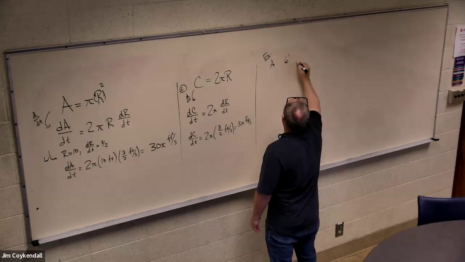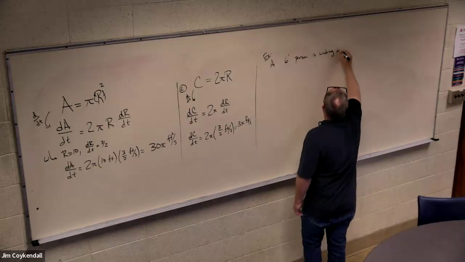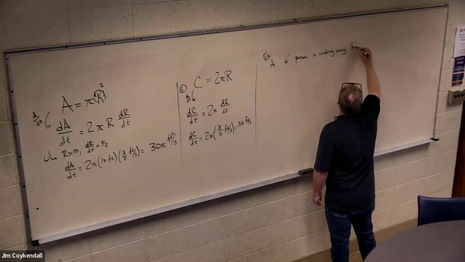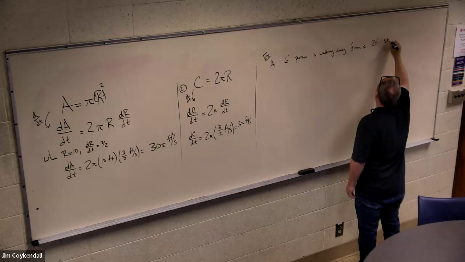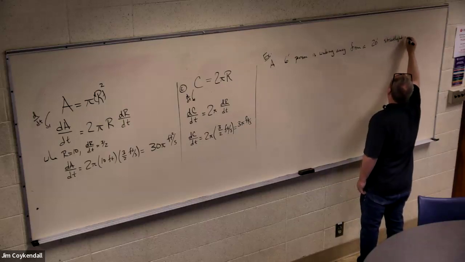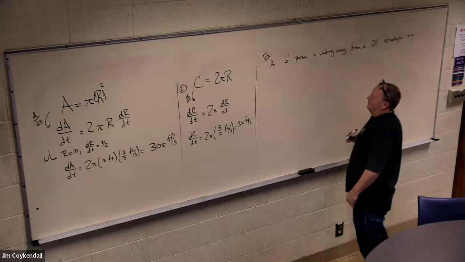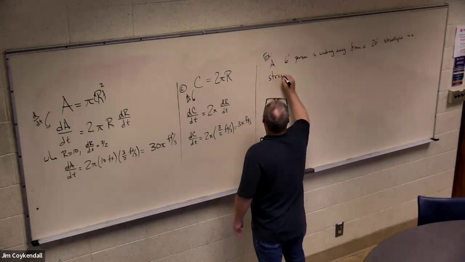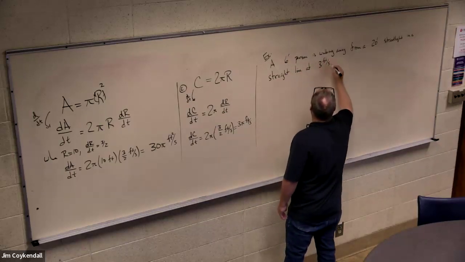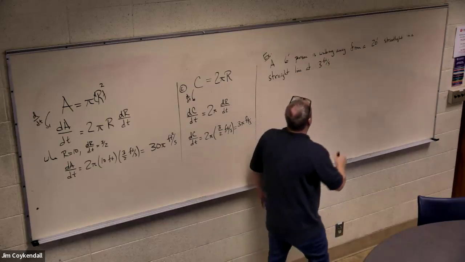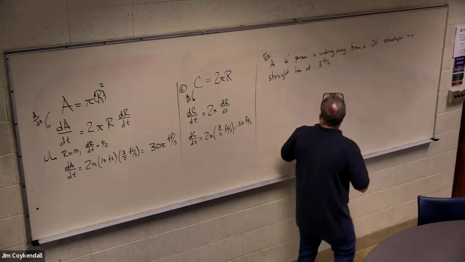So a 6-foot person is walking away from a 20-foot street light in a straight line at 3 feet per second. So a 6-foot person walks away from a 20-foot tall street light at 3 feet per second.